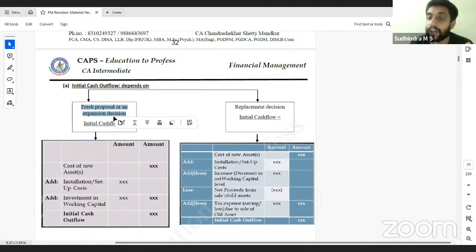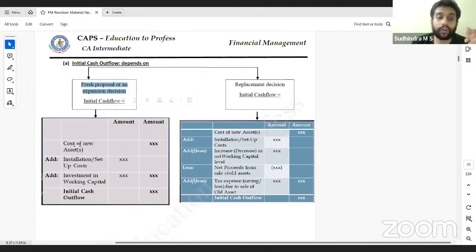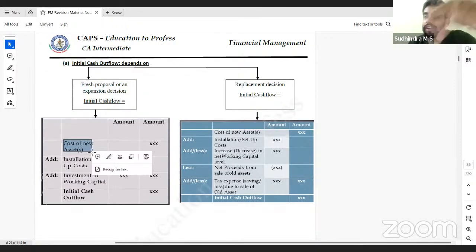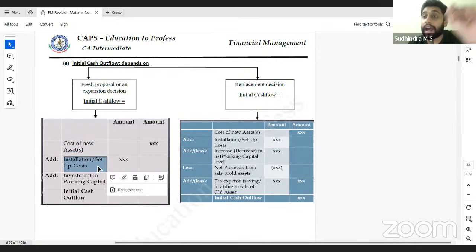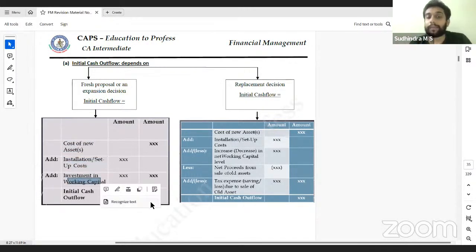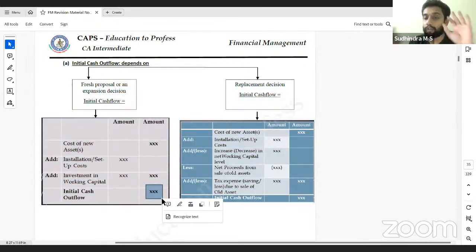Whereas in fresh decision, whatever you are purchasing would be your outflow. There will be no inflow at the time of purchase. Correct? So cost of the new asset, whatever installation cost, setup cost, etc. And to run that machinery, whatever working capital is required, that working capital will give you the total initial cash flow. So basically, whatever amount is required at the time of purchase of machinery, that is initial cash outflow. Purchase cost, setup cost, and working capital requirement.